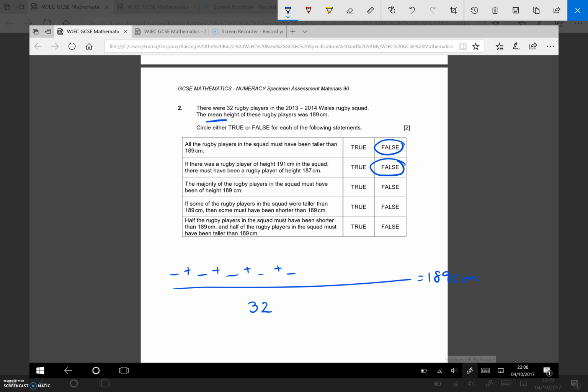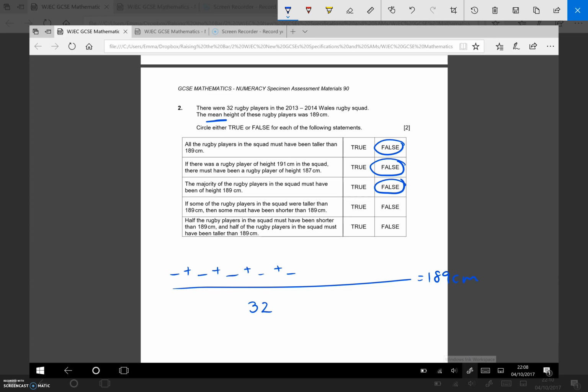The majority of the rugby players in the squad must have been of height 189. That's not necessarily true either. There might not have been any rugby players with a height of 189. As long as the total of all 32 players divided by 32 came to 189, then their heights could be anything. So that's also false.